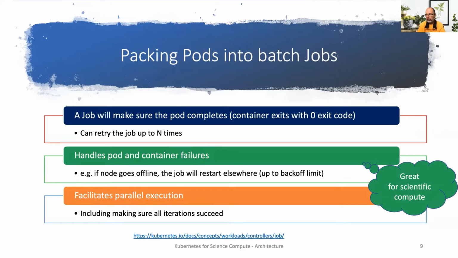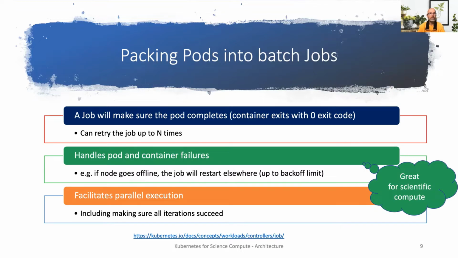Another controller that you will likely encounter when you use Kubernetes is the job controller, and it's effectively an abstraction of batch jobs. A job controller will make sure that the pod completes, which means essentially the container exits with a 0 exit code, unless you tell it to do something else, but this is the default behavior. And we retry up to a certain number of times before giving up, and that's configurable too.